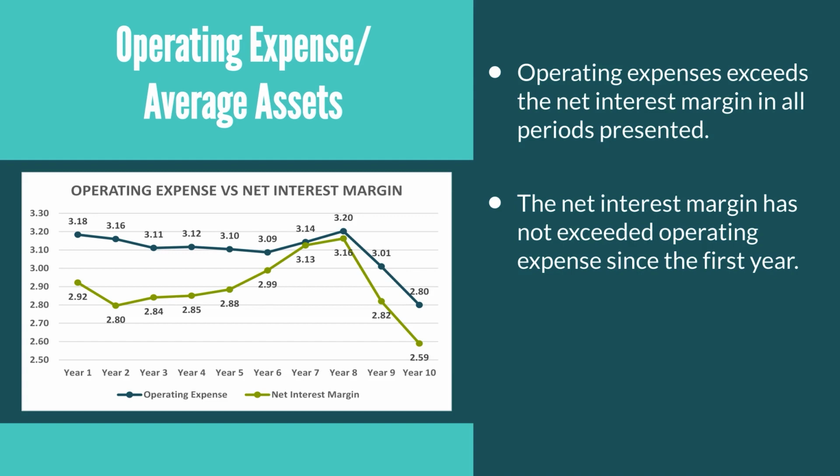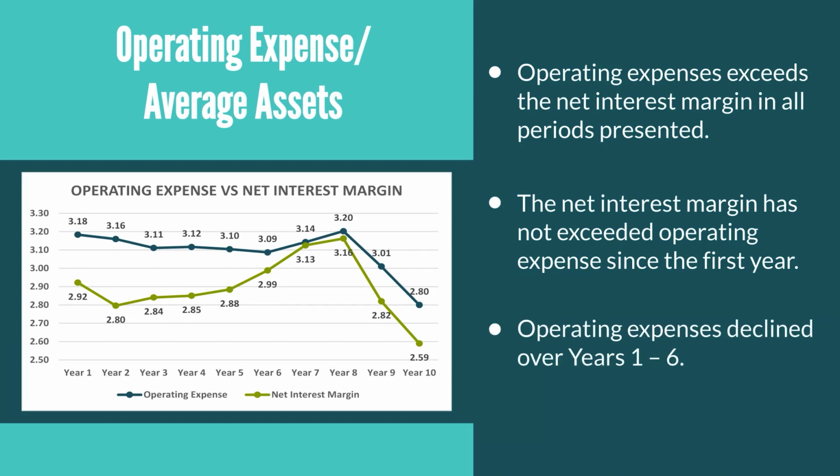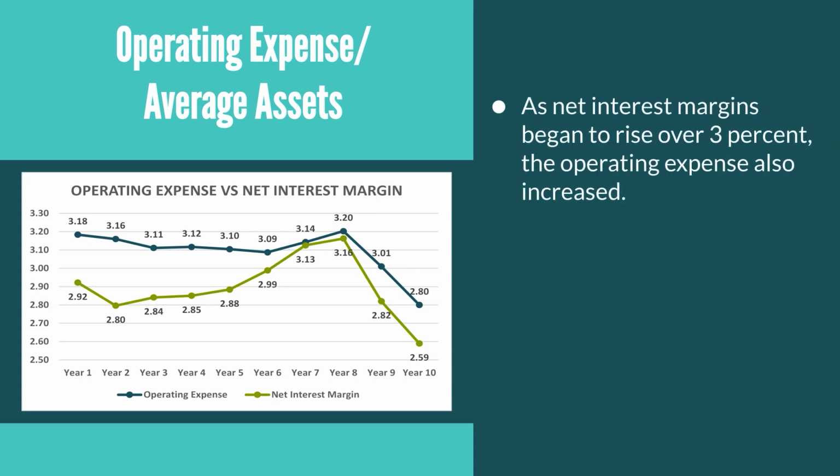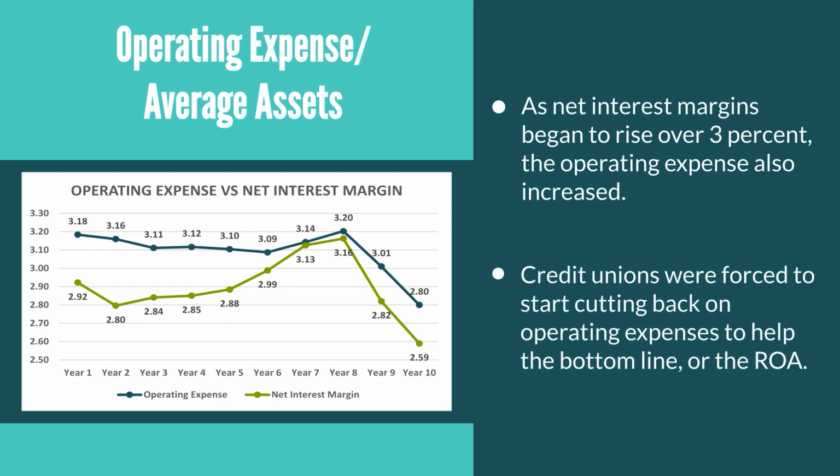As shown in the graph, operating expenses declined over years 1 through 6. As net interest margins began to rise over 3%, the operating expense also increased. However, when margins began to decline in year 9, credit unions were forced to start cutting back on operating expenses to help the bottom line, or the ROA.